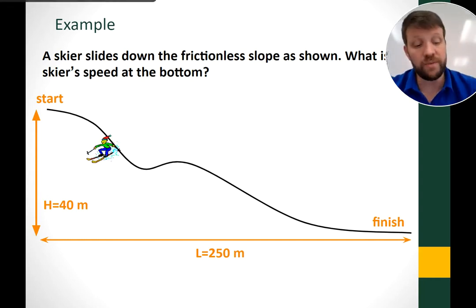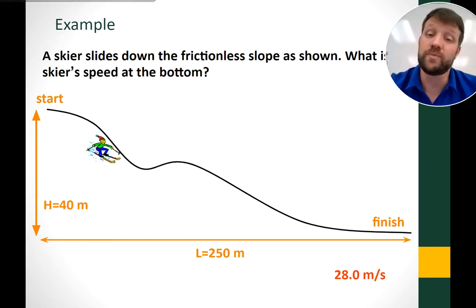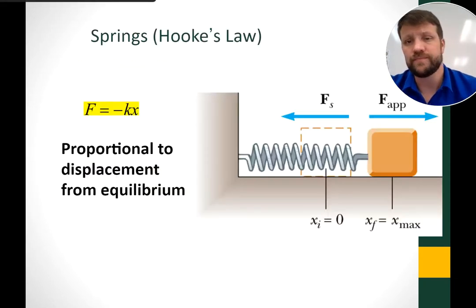All right, so now that you've paused and been able to find out that velocity, we're going to check again. We've got 28 meters per second down at the bottom here. Okay, so hopefully you got that. Again, if not, we're going to do more examples with this in class for sure.